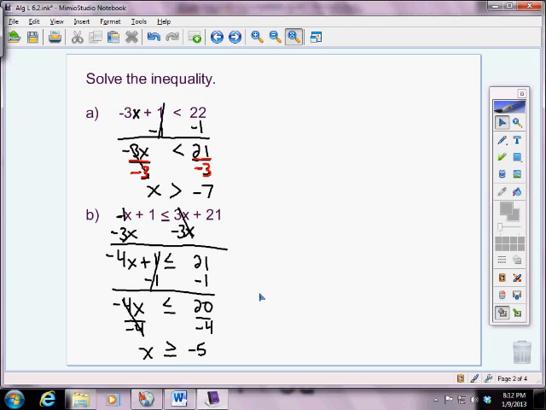Solving multi-step inequalities is again pretty much the exact same way you've solved regular multi-step equations. Just again, be careful that you flip the inequality only when you multiply or divide by a negative number.